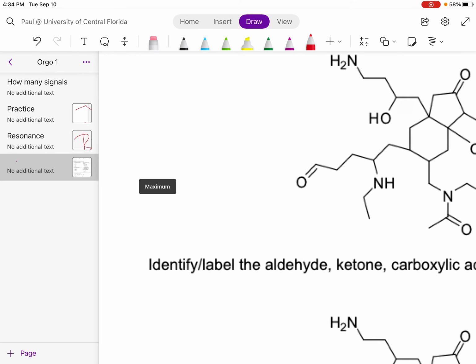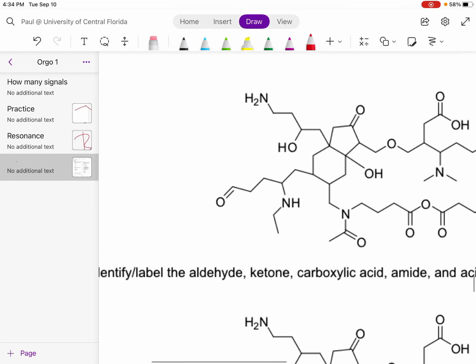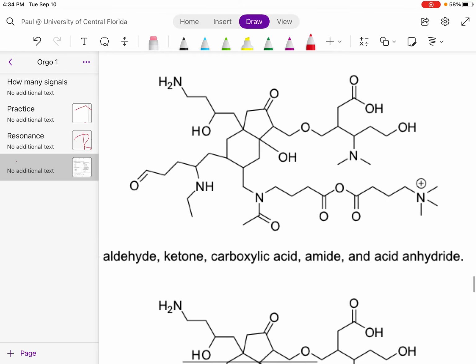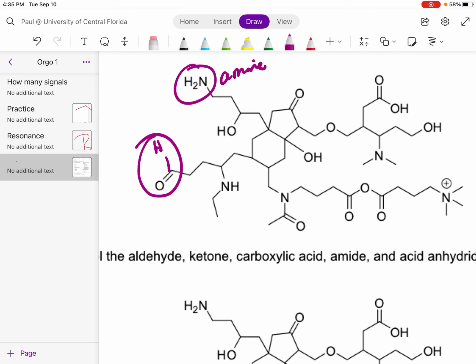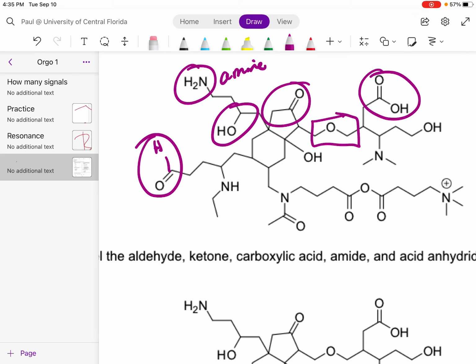Question 15, identify aldehydes, ketones, carboxylic acids, amides, and acid anhydrides. So this, you just got to get out your flashcards and memorize these functional groups here. So there's our aldehyde, there's an amine, there's an alcohol, there's a ketone, there's an ether, there's a carboxylic acid, there's an amide, there's an acid anhydride.